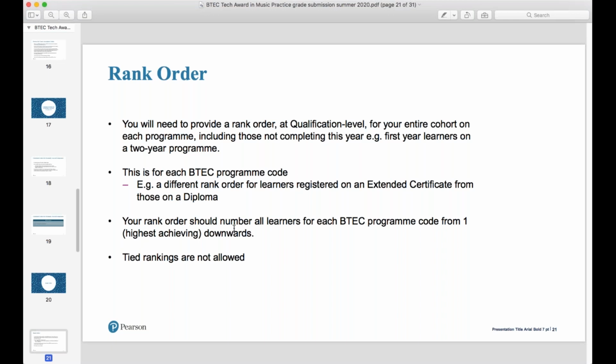Your rank order should number all learners for each BTEC programme code from 1 highest achieving downwards, and in that rank order you're not allowed any tied rank orders. Also, just as a note, again, not to share the details of the rank order with any learners, parents or carers, or anyone outside of the centre.